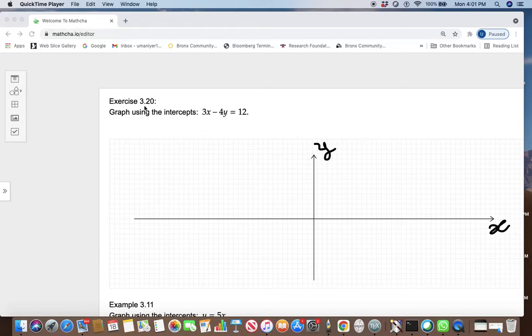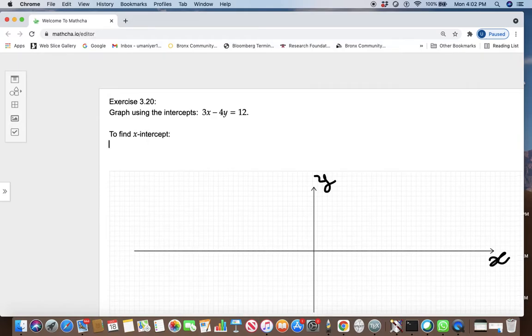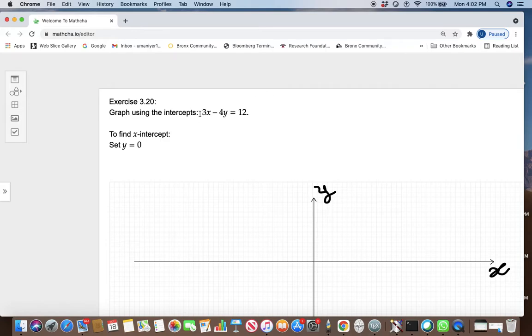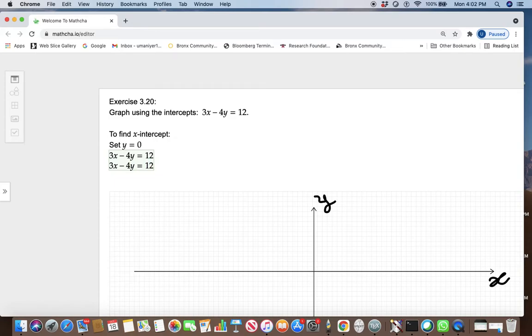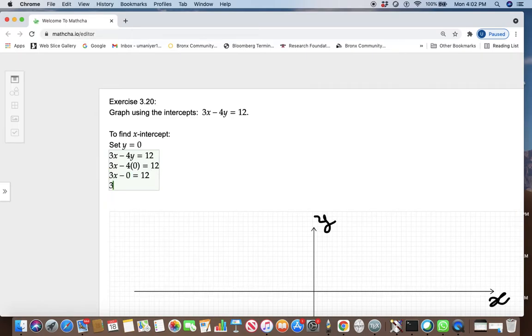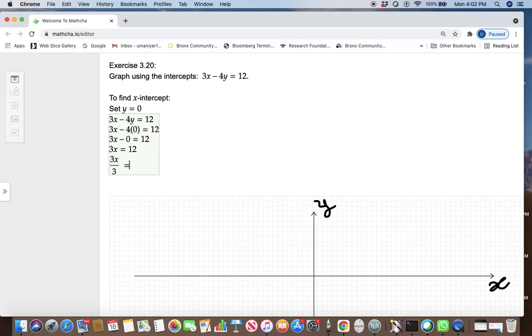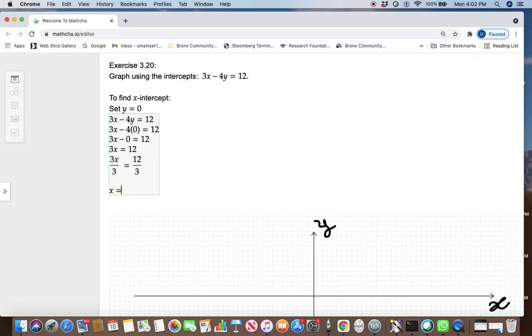Welcome back. Exercise 3.20. Graph using the intercepts. Well, to find the x-intercept, what do we do? We set y equals 0. When you set y equals 0, you take your original equation and substitute y to be 0. In other words, 3x minus 0 is 12. That is, 3x is 12. You divide both sides by 3. This gives us x equals 4.